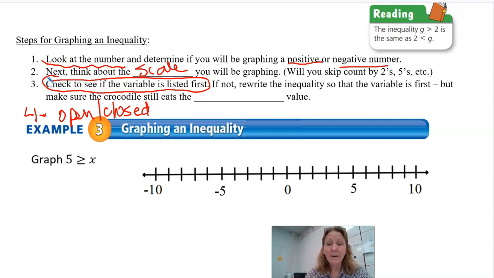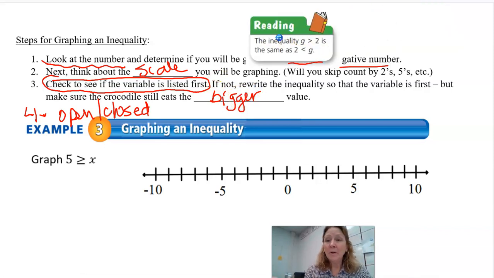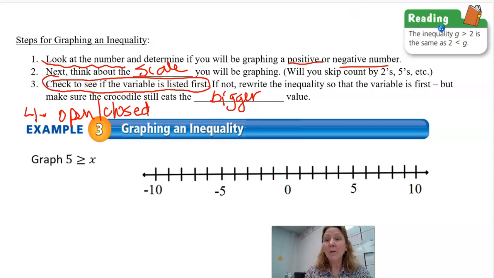If not, rewrite the inequality so that the variable is first, but make sure the crocodile still eats the bigger value. So here's what I found in your textbook. They give you one little statement that they want you to look at, but it's an important statement. So it says the inequality G is greater than 2, but then that means the same thing as 2 is less than G. So here's how I want you to think about it, right?